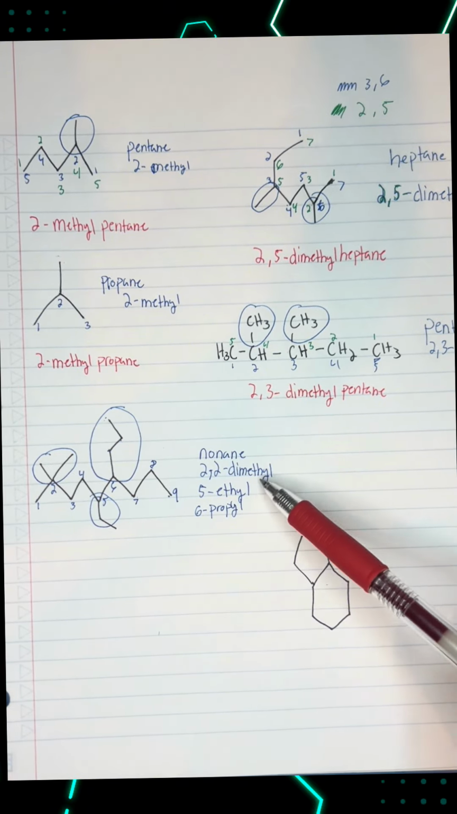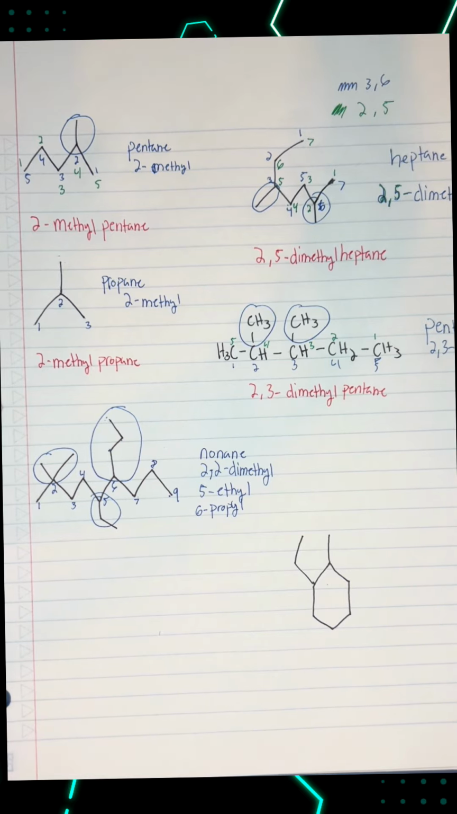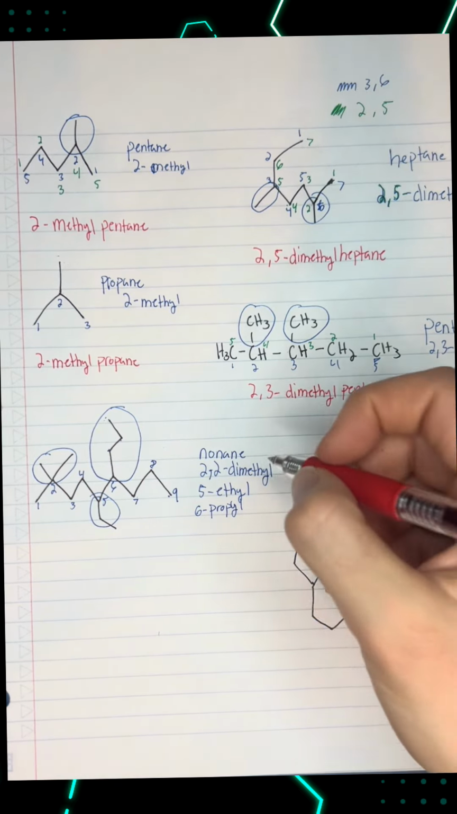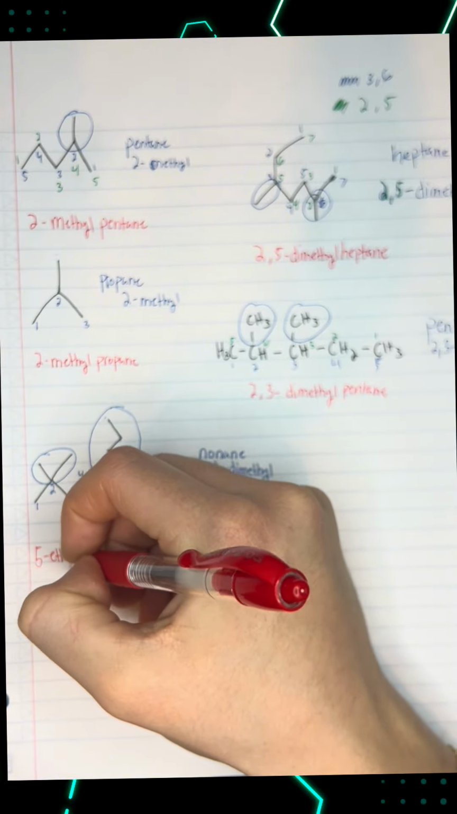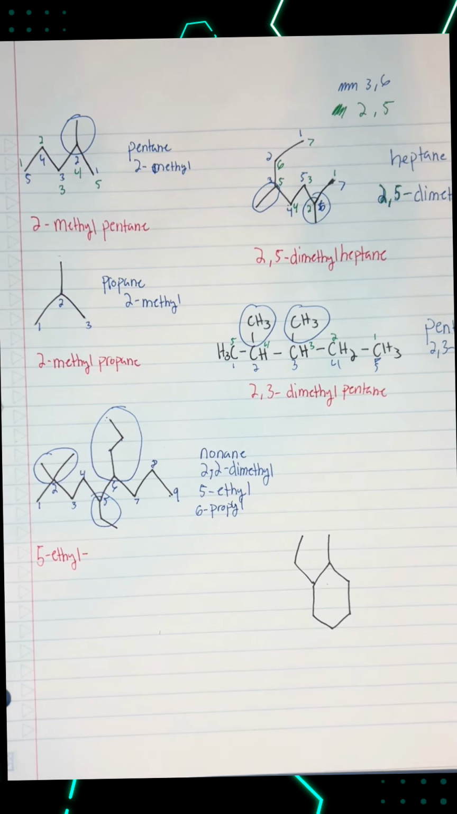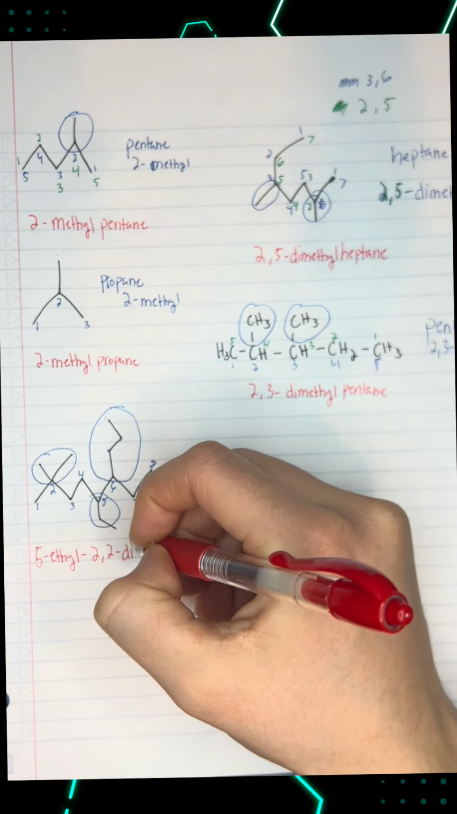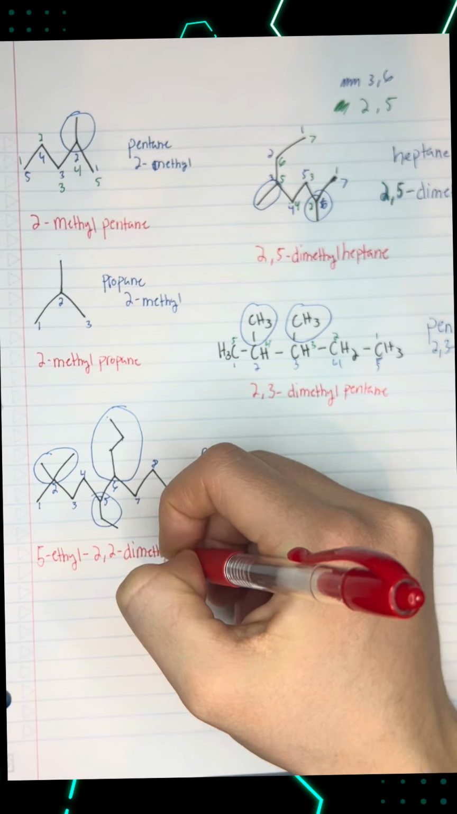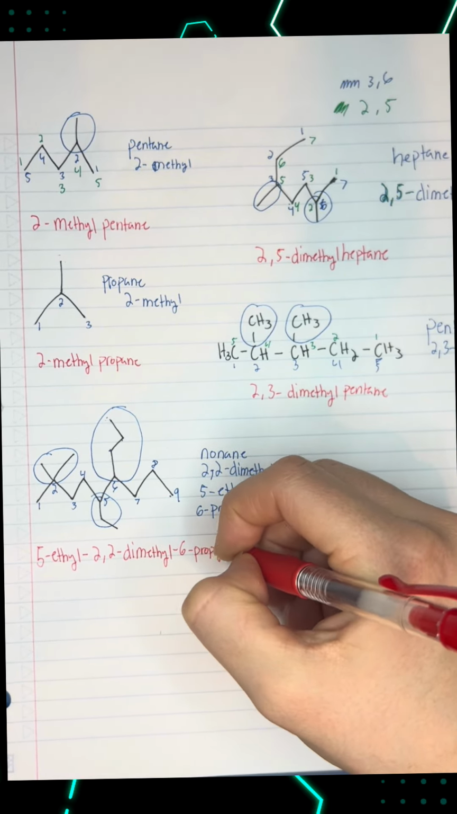Now, this has to be put in alphabetical order. So, just going by your A, B, C, D, we know 5 ethyl will come first. Now we've got A, B, C, D, E, F, G, H, I, J, K, L, M, so we're going to go 2,2 dimethyl. And then we're going to go with our 6 propyl and our nonane.